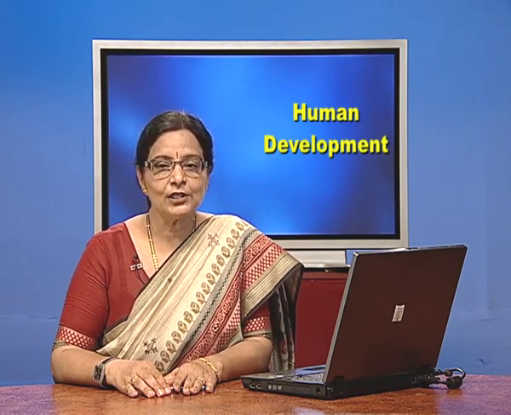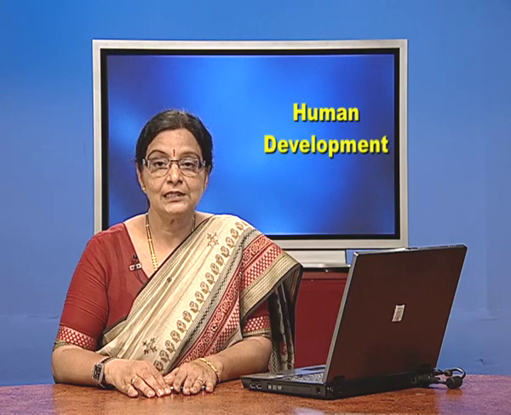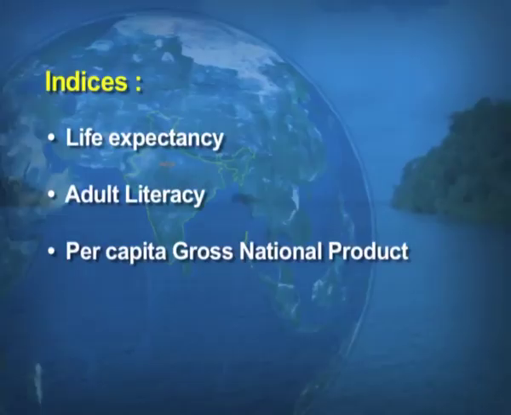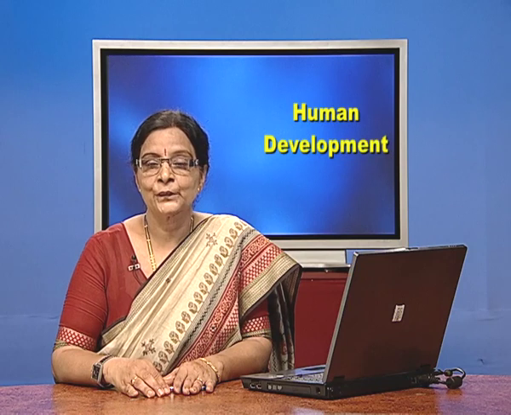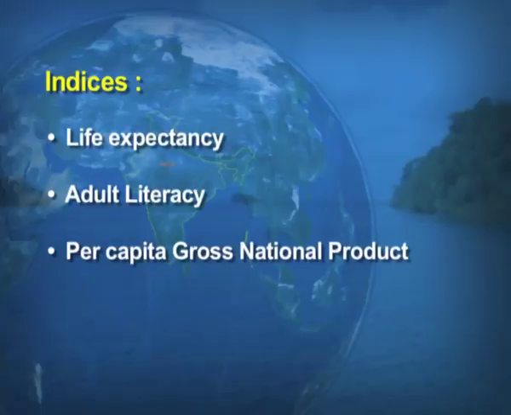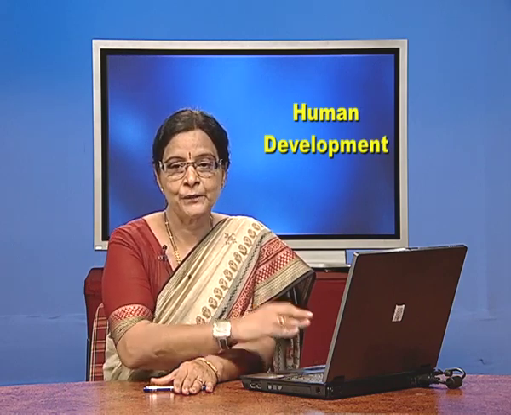The second indicator of human development is the education base. So, the index for that education base is adult literacy, that is, how literate a person is, or for a country we talk about what percentage of the population is literate. Thirdly, the indicator is the standard of living, or the decent style of living of the people. For that, the index is per capita gross national product. So, all the indicators of human development are based on a certain index.